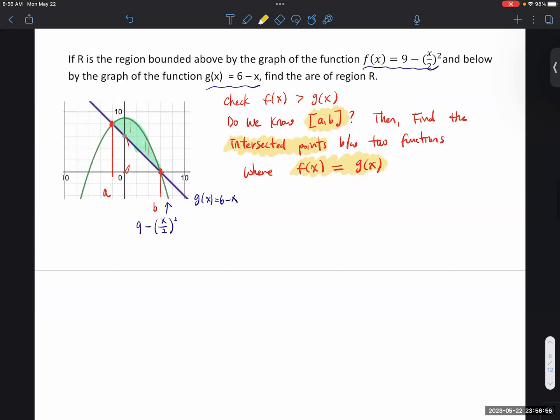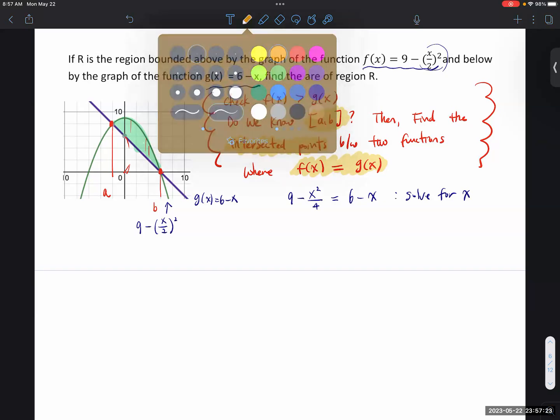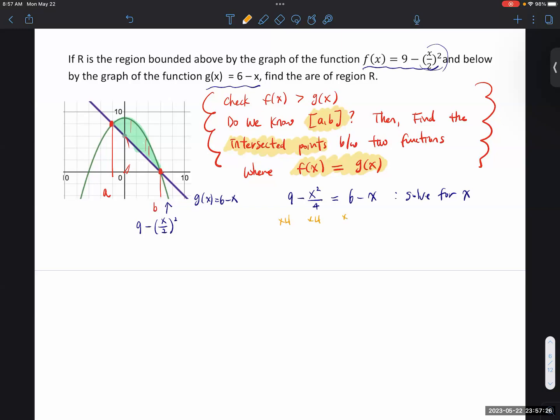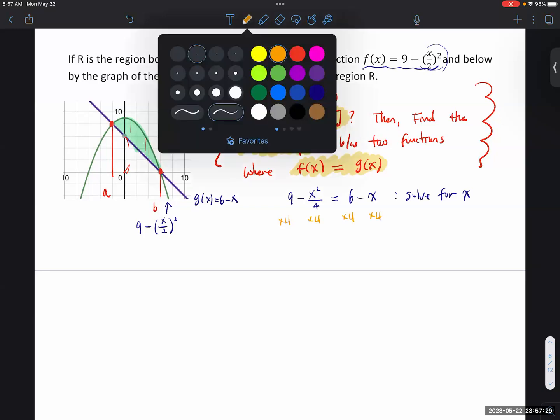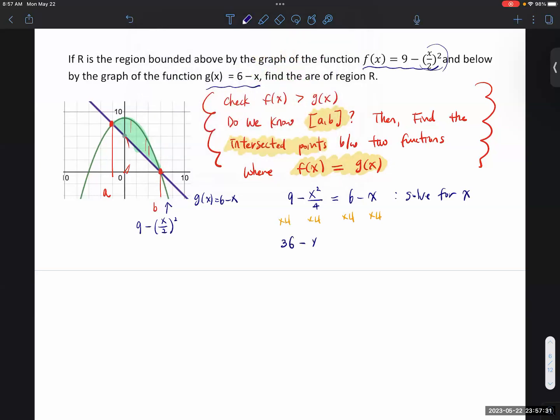So let's find that. I'm going to just highlight this. The f function is 9 minus, I'm going to expand it, x squared over 4, and that is equal to 6 minus x. So we are solving for x. Beautiful. Now, how are we going to do it? Let's get rid of the denominator 4 by multiplying by 4 everywhere. I know you know how to multiply 4 to each term. So then it is going to be 36 minus x squared equals 24 minus 4x.